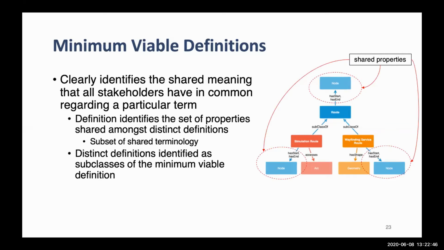So in the example that we saw earlier, the root class shown in blue is playing the role of the minimum viable definition. So you can see it clearly identifies that between the different definitions of root, simulation root, as well as wayfinding service root, they share this semantics that a root must have a start and an end node. And that's the property that's shared between them. And we can also clearly see what the difference between these classes are, that the simulation root acts as an arc, whereas the wayfinding service root has some shape associated with them.